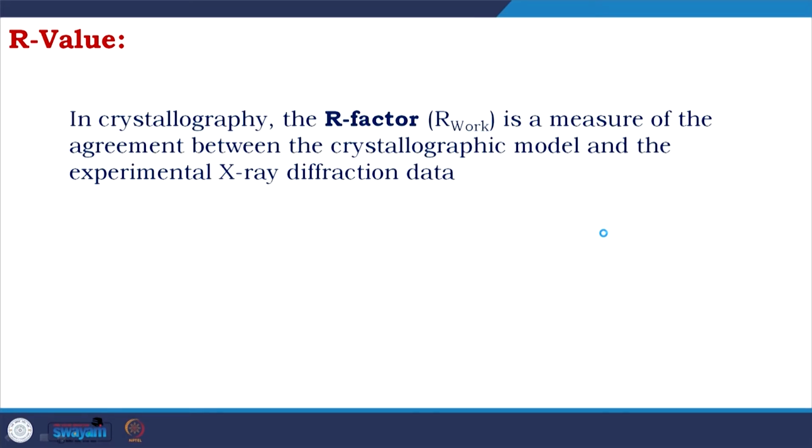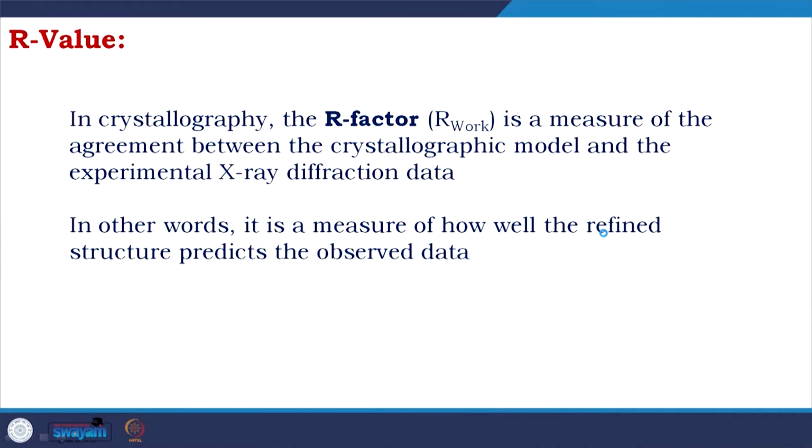Now I will talk about a very interesting validation called the R value. In crystallography, the R factor or R work is a measure of the agreement between the crystallographic model and the experimental X-ray diffraction data. So what you did: you get the crystal, you diffract, you get the diffraction data, the diffraction patterns, and you develop a model. Is there any disagreement between them? Did any error happen? R is a good measure of that.